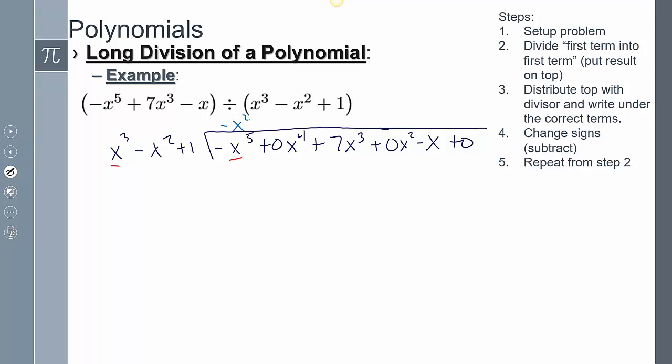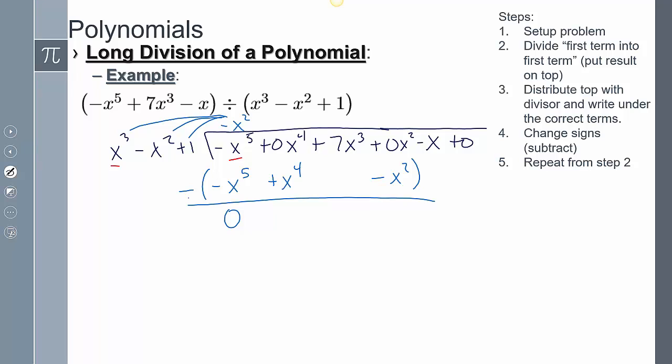So then step 3, distribute the top with the divisor. So that means I distribute this all the way through. So that's going to give me negative x to the 5th, and now positive x to the 4th, and then a minus x squared. Step 4, subtract and change the signs. So that's going to give me a 0, a negative and a positive here. That gives me a negative. Negative gives me a positive. That's going to get brought down.